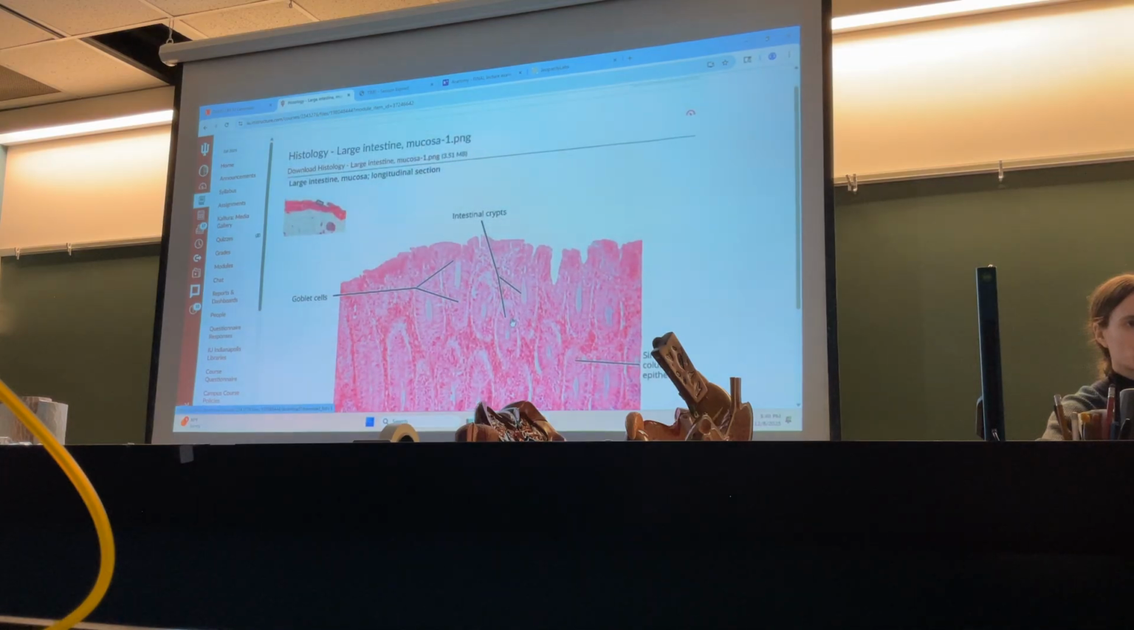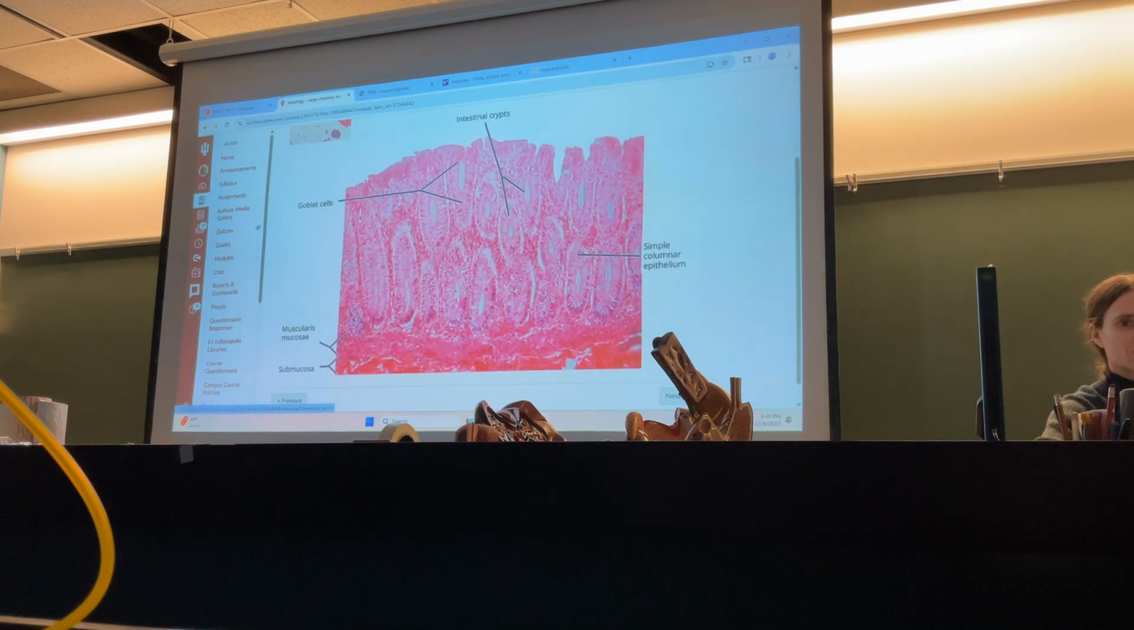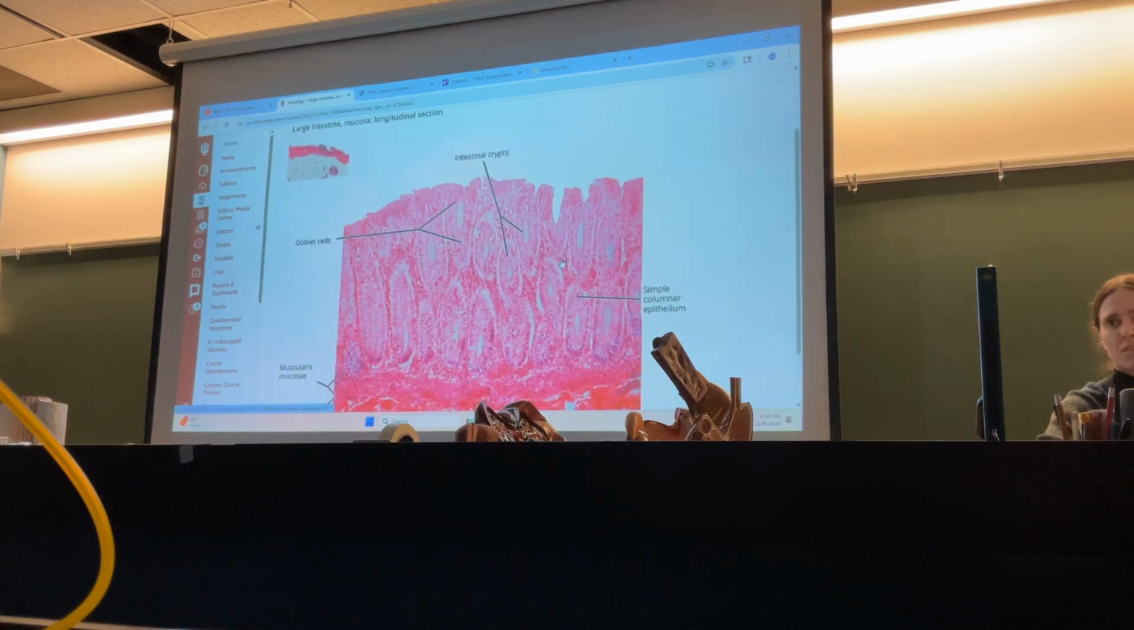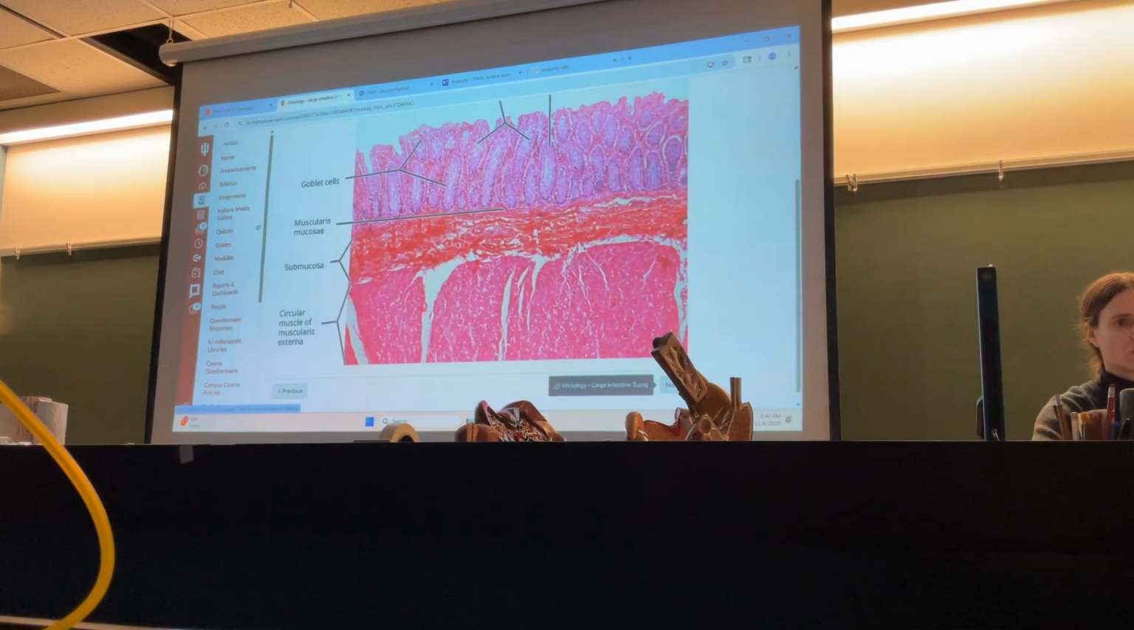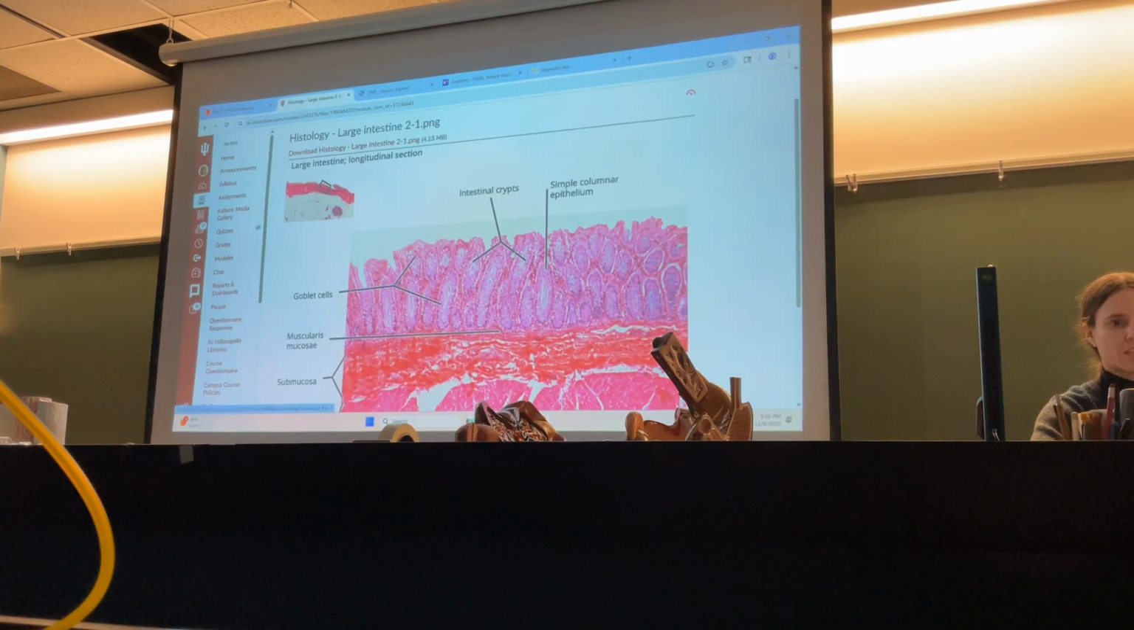Okay, and then again, once you get into the large intestine, notice how the villi pretty much go away. The large intestine mainly functions in compaction and storage of feces. Now you can have more reabsorption of water, but for the most part, it's not going to be associated with the level of absorption that your small intestine did. Same layers, but again, notice you don't have these super long villi now.